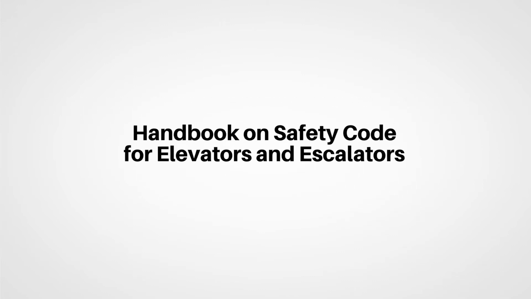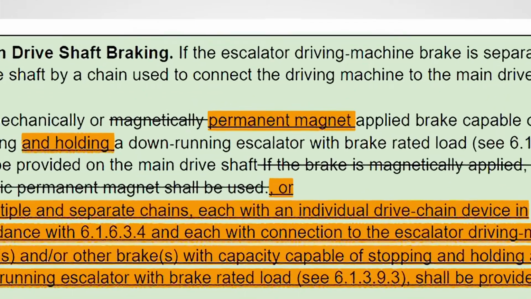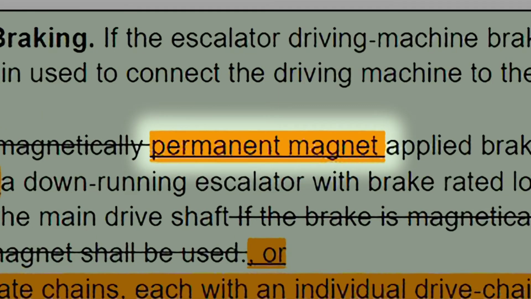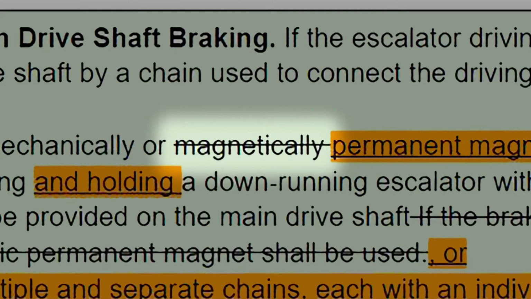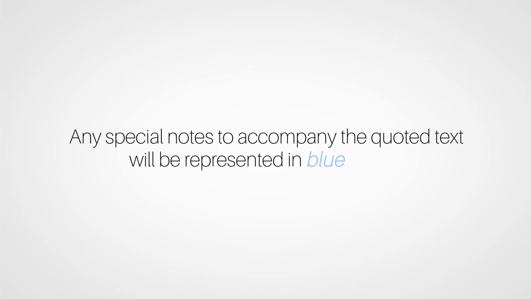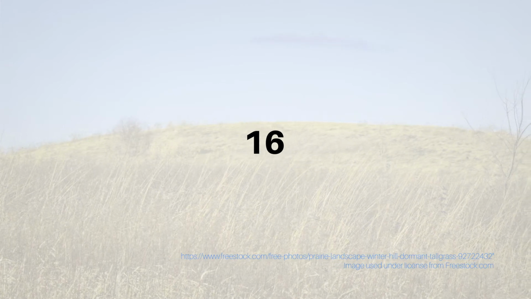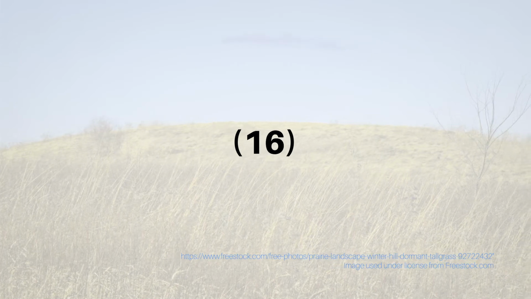This series will cover revisions to the safety code for elevators and escalators that licensed elevator contractors must be aware of in order to employ updated standards in their practices. Newly added or revised text is underlined and/or highlighted, while deleted or replaced text from the previous edition of the codebook is struck through. Any special notes to accompany the quoted text will be represented in blue italics. In the codebook itself, a revised section is identified by a margin note of the number 16 in parentheses. This indicates a change occurred for the 2016 edition.